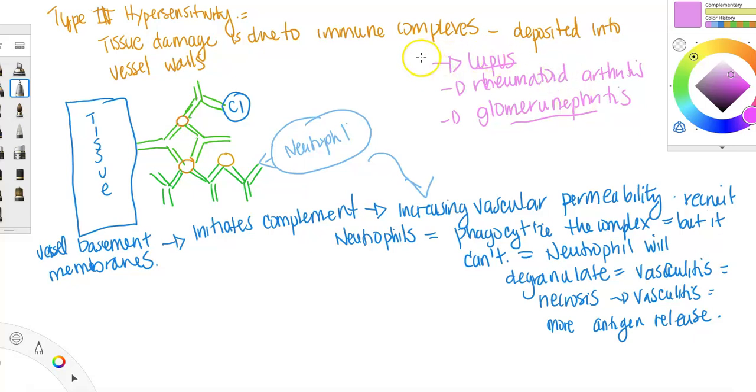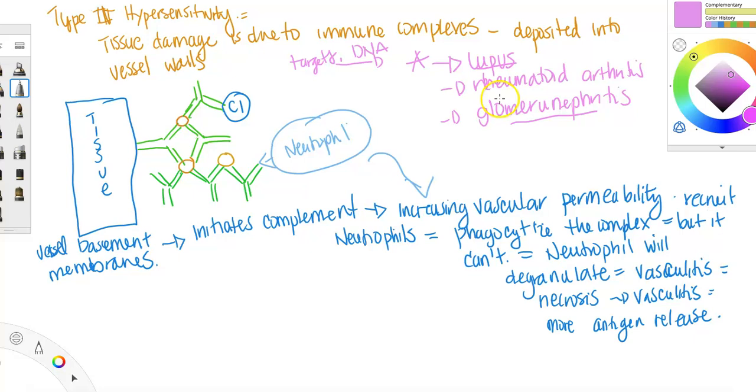In lupus, the complexes, the antibody complex targets the DNA. So the DNA of the cells, and B cells then target that DNA. They're activated, and their activation then targets the DNA, and it starts to make antibodies against the DNA. And it forms those complexes that affect the DNA of these cells.